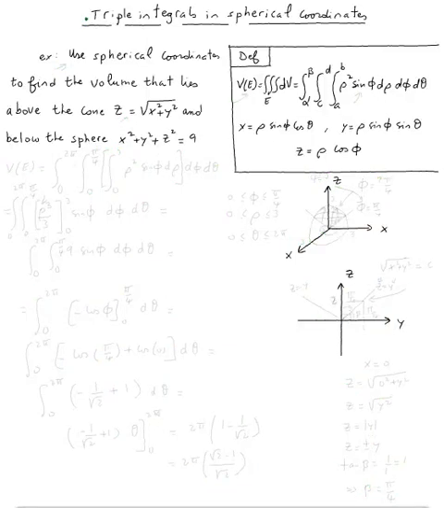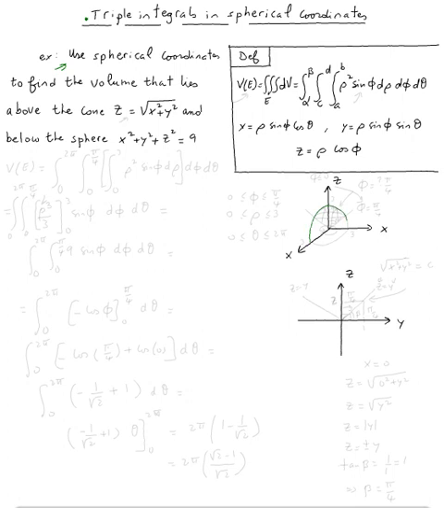The topic is triple integrals in spherical coordinates. So let's do this example. Use spherical coordinates to find the volume that lies above the cone z equals square root of x squared plus y squared, and below the sphere x squared plus y squared plus z squared equals 9. So the sphere would be rho equals 3.